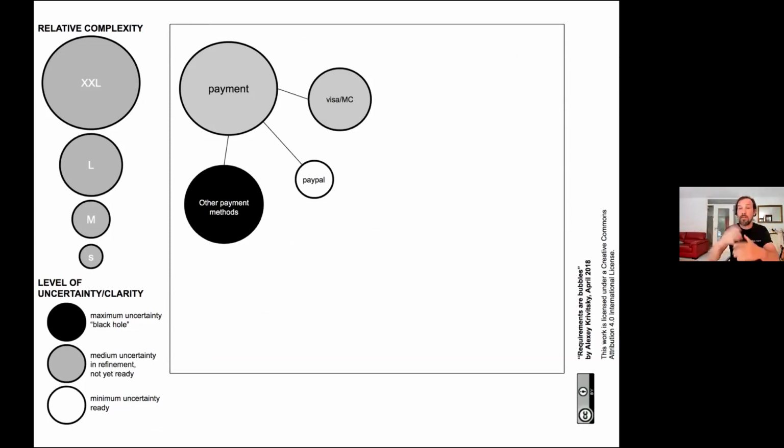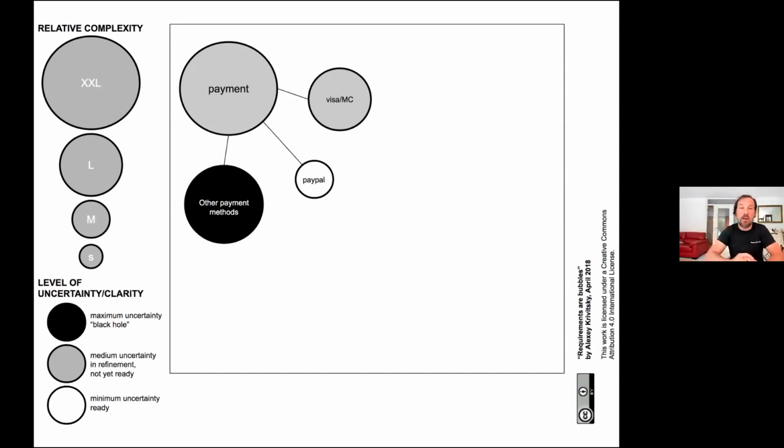And then we identified that actually the size of the bubble represents the complexity or the size of the work, and the color would represent how much you know about things. And of course, then you would start working with something, like PayPal is white, so it is the opposite of the black hole. So we can start working on that.